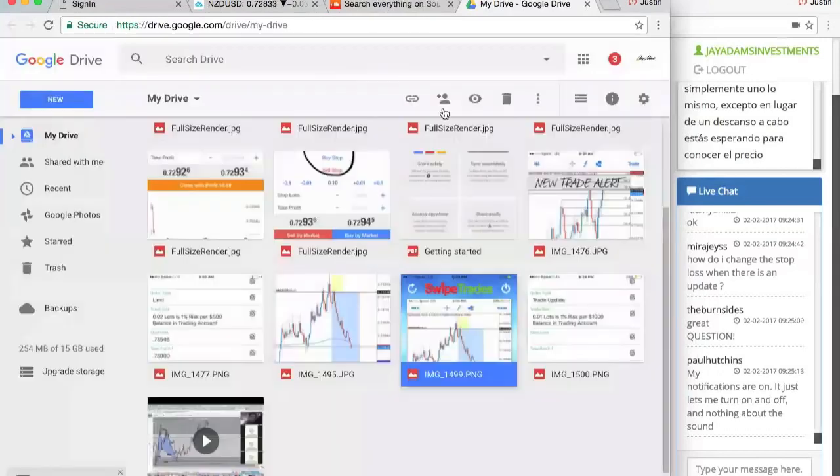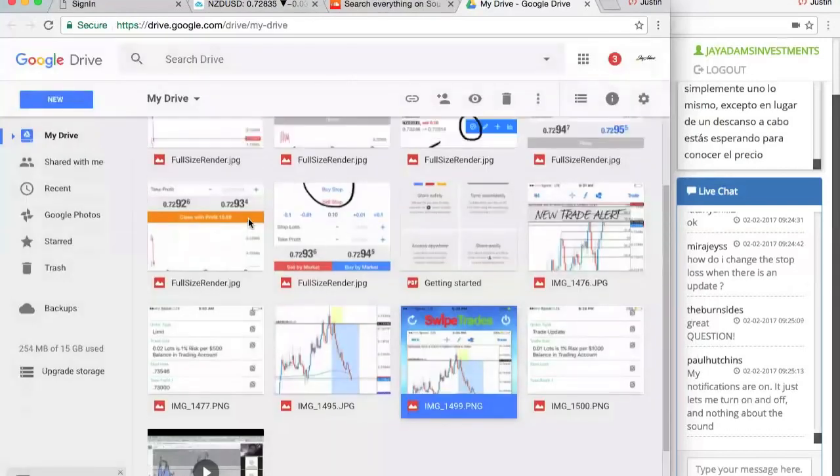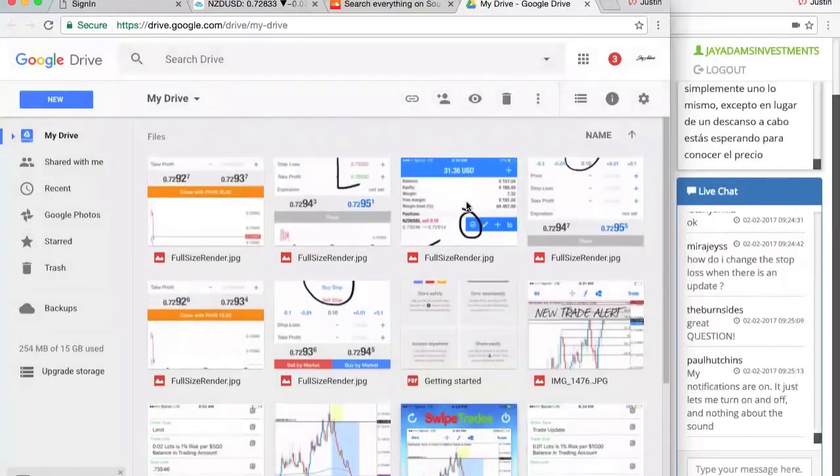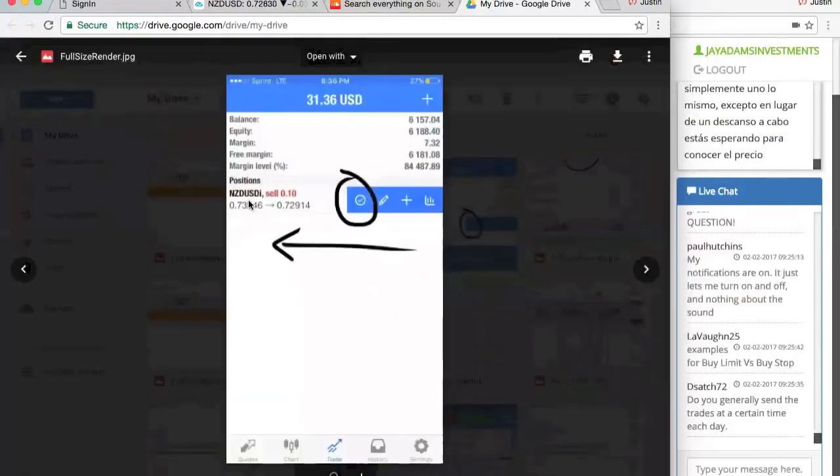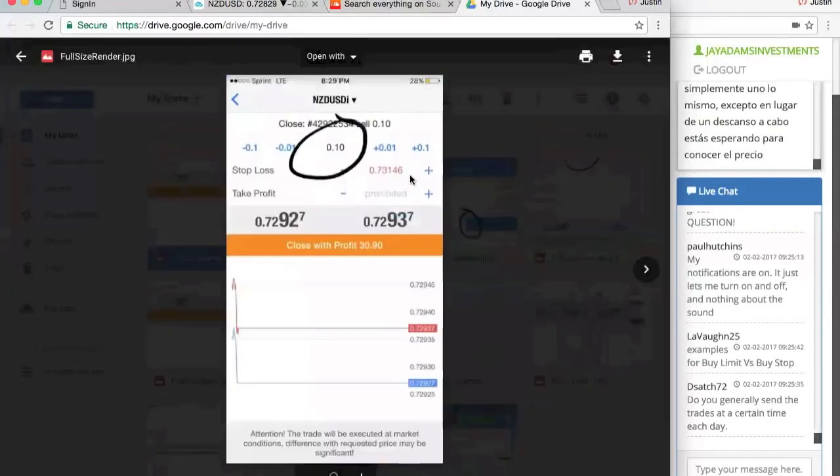How do I change the stop loss? Simple, same thing with this. You swipe to the left, you click the check mark on the position, and you type in the new stop loss price.